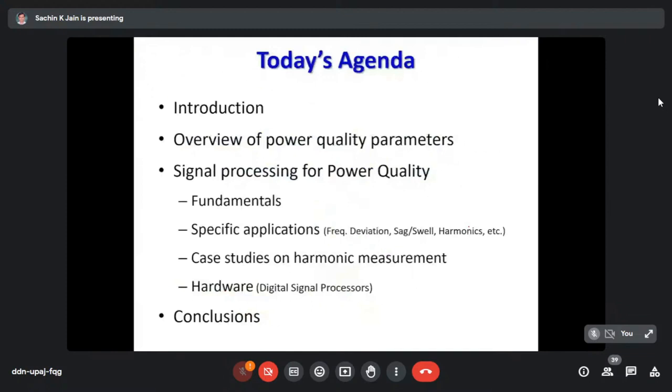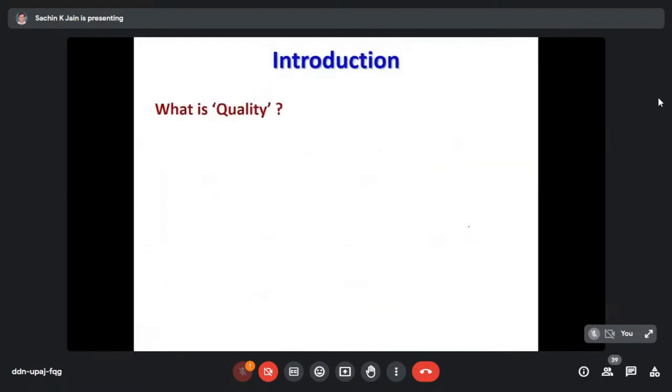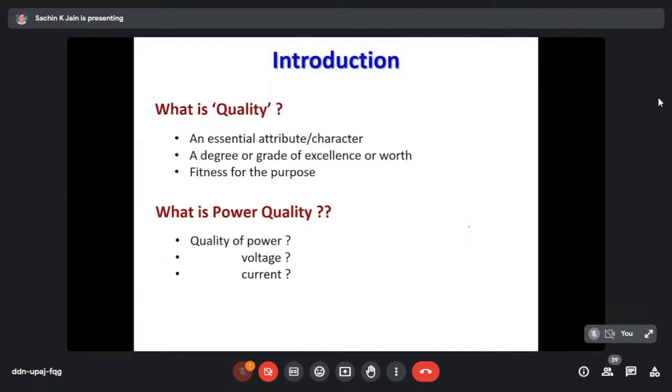So this is the agenda for today. We discussed quality. So what is power quality? Quality of power, voltage or current? How do we define power quality? Come on, now it's about electrical engineering and you should be able to answer it. This is not about signals or something that you may not be master of.